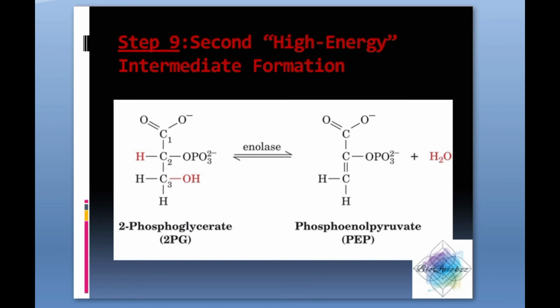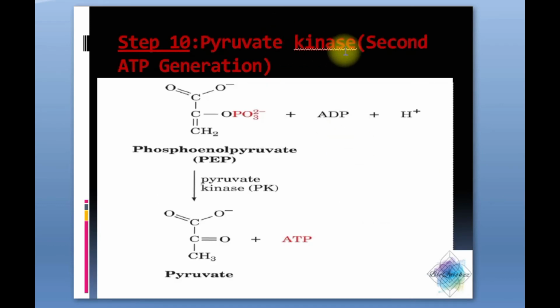Step number 10 is pyruvate kinase, the second ATP generation. The first ATP generation was in step number 7, where we had the change from 1,3-bisphosphoglycerate to 3-phosphoglycerate. There we saw the first ATP generation, and step number 10 is the second ATP generation. Phosphoenol pyruvate or PEP is converted to pyruvate. Here ADP is used and H plus. The enzyme used here is pyruvate kinase.